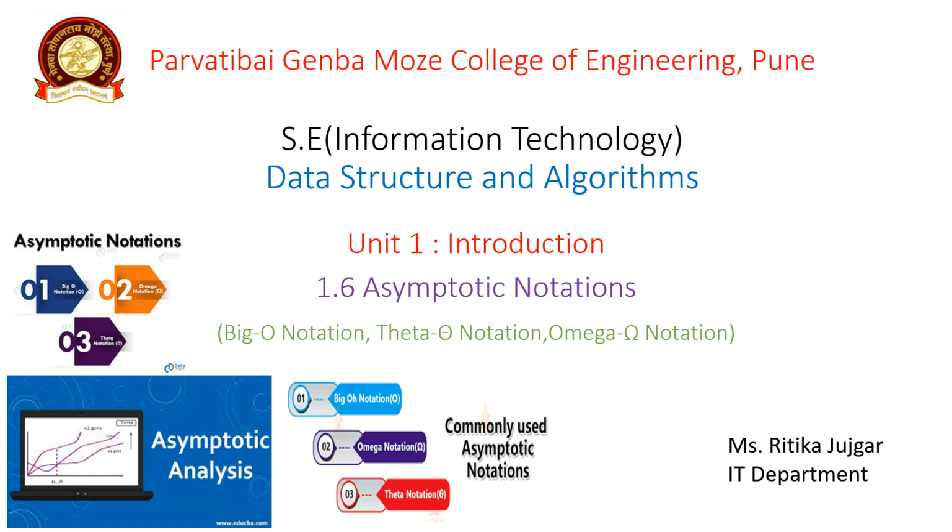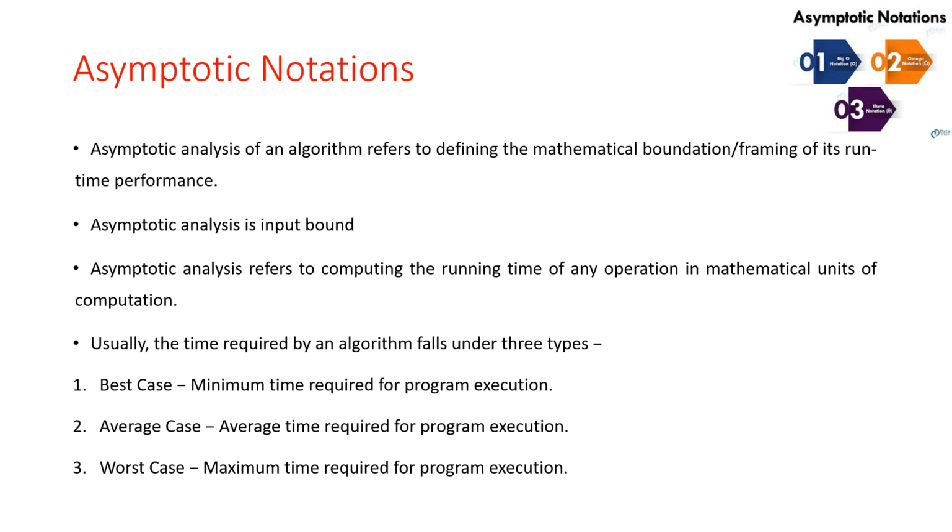So in this video we discuss the asymptotic notations. Let us discuss here. Asymptotic analysis is used for the execution time cases. It refers to defining the mathematical boundaries or framing of an algorithm's runtime performance. Using asymptotic analysis, we can very well conclude the best case, average case and worst case scenarios of an algorithm. Asymptotic analysis is input bound.